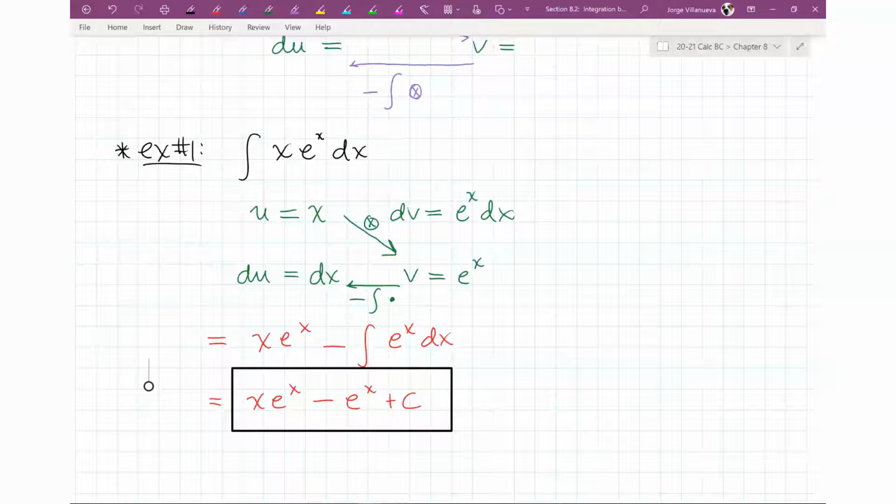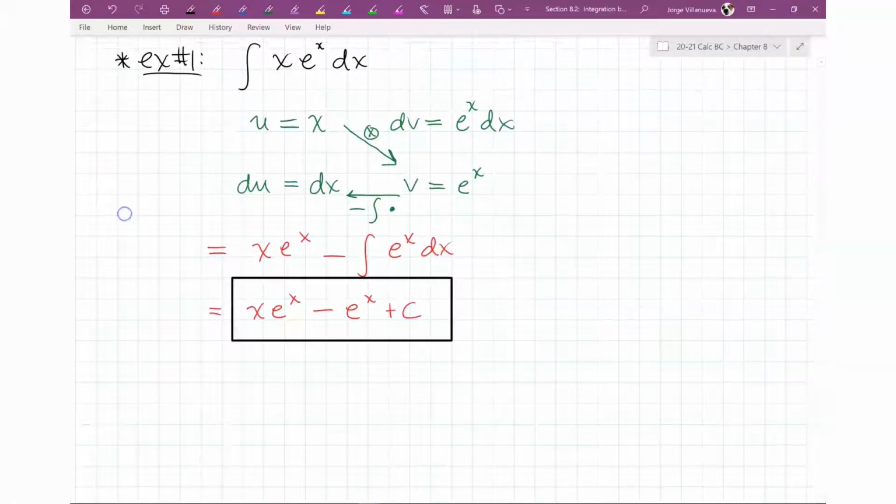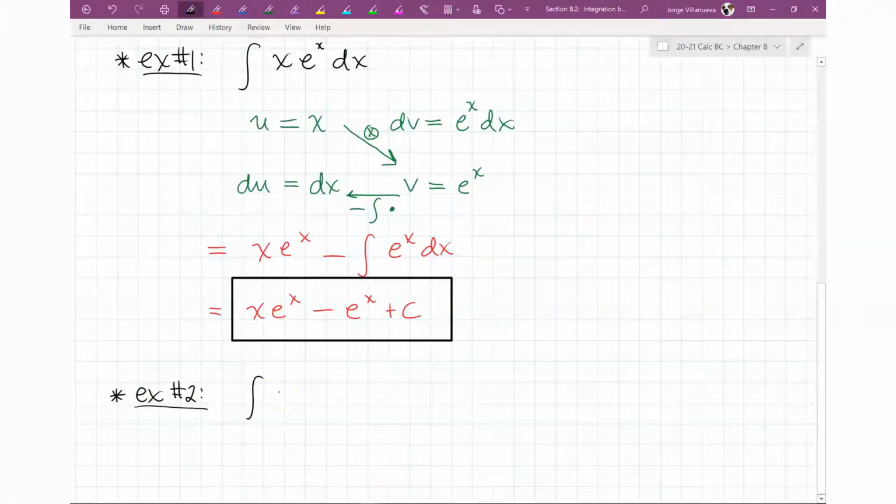All right. So there's one of them. So let's change this question around just a little bit. We're going to do example number 2. And we're going to do x squared ln of x dx.